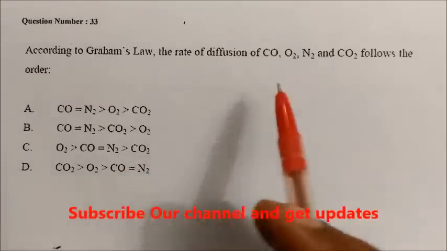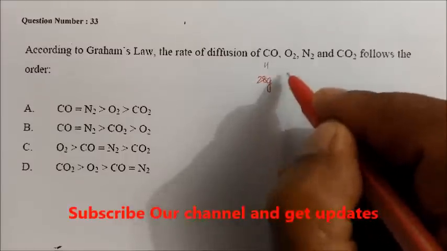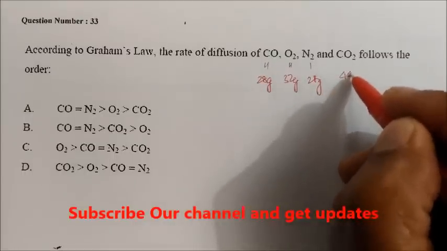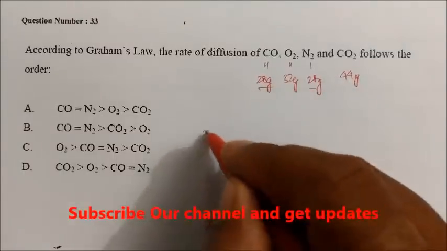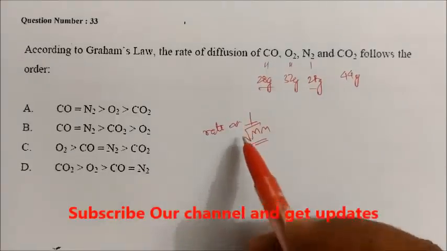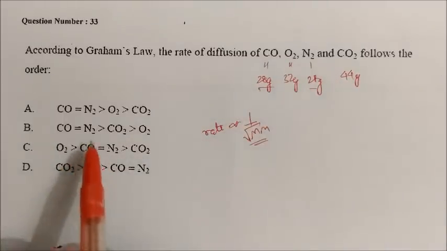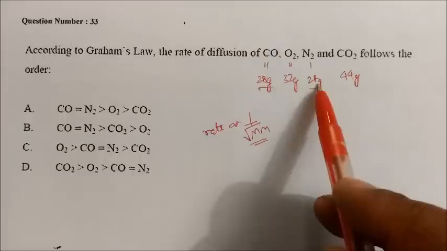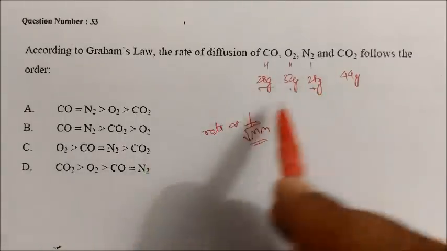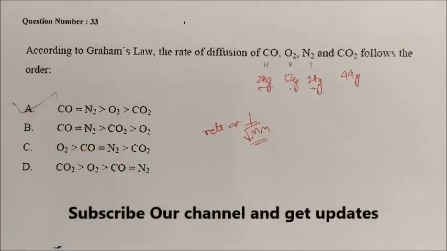According to Graham's law, the rate of diffusion of carbon monoxide, oxygen, nitrogen, carbon dioxide follows the order. So we know this mass is 28 gram, in this case 32 gram, in this case 28 gram, and in this case 44 gram. And we know rate of diffusion is inversely proportional to the molar mass. So we have to find the matching order. If you see carefully, these two are the same, CO and N2, then after that 32 gram, that is oxygen. So this answer is correct.